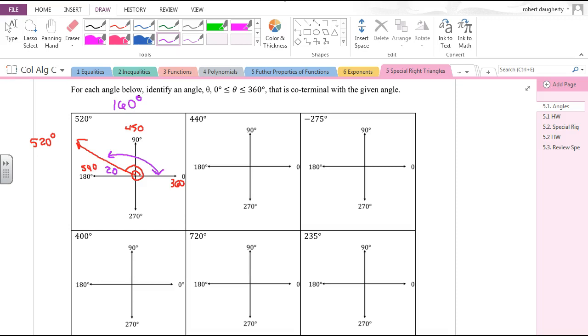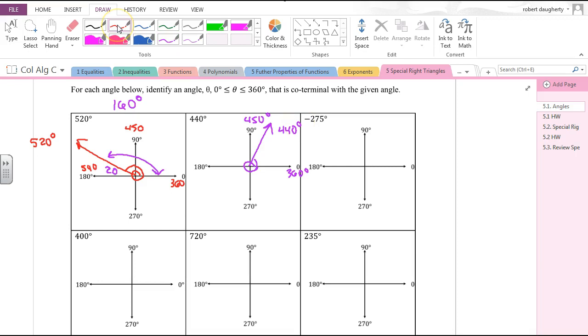Okay, 440. So 440 is more than a revolution, right? So that means I go all the way around, that's 360. So if this is 360, what's 360 plus 90? That's 450. So 440 is going to be where? Yeah, 10 degrees less of that line. So that's my 440 degree angle, okay?